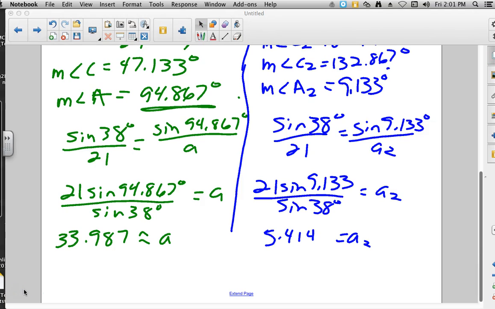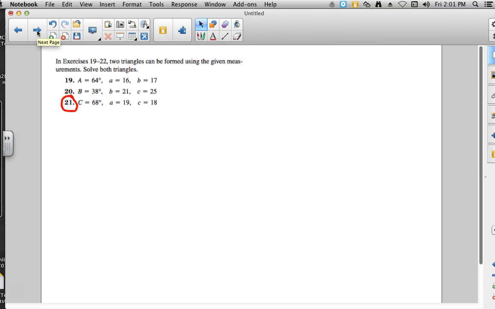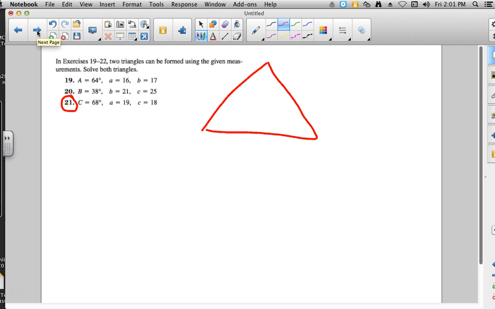As I said before, I'm not going to write those summaries on these. You saw me do that in the first one. So I'm just going to go ahead and get to the next problem, which is number 21. Two triangles can be formed using the given measurements. Again, solve both triangles. And one more time here, I realize that I want to set this up with that angle side side. So my C is 68 degrees, little c is 18. And because I need that angle side-side relationship, I'm going to have to put A equals 19 right there.